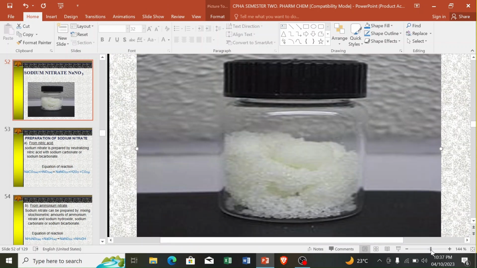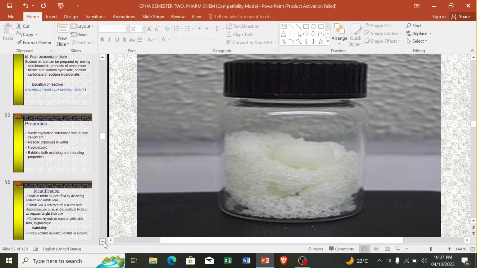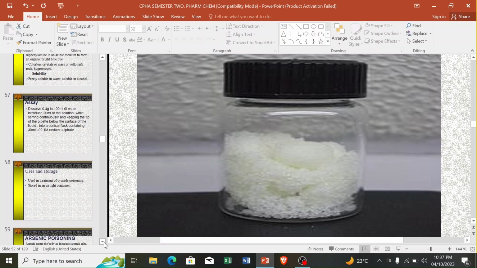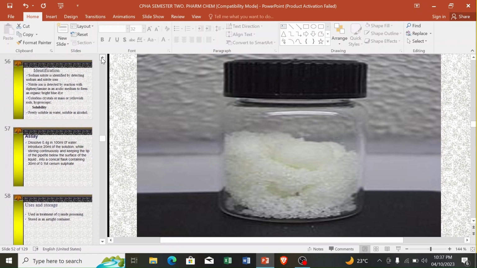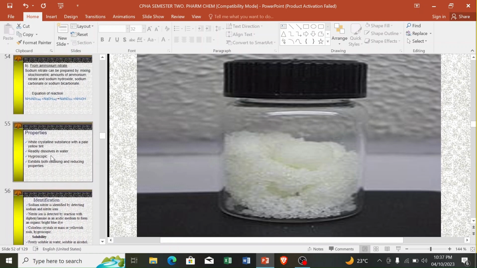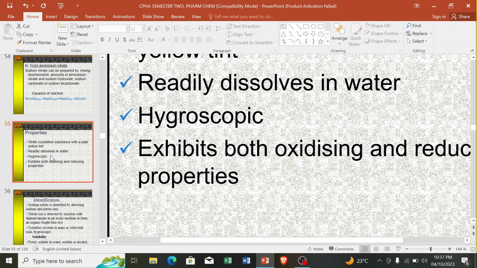This is much better. So we see this as a white crystalline solid with a yellowish bit in it. This is what we are getting as the property of our sodium nitrate. Okay, at least don't forget this, because it is clearly seen here. Don't forget about it. All right. So we come back to properties.